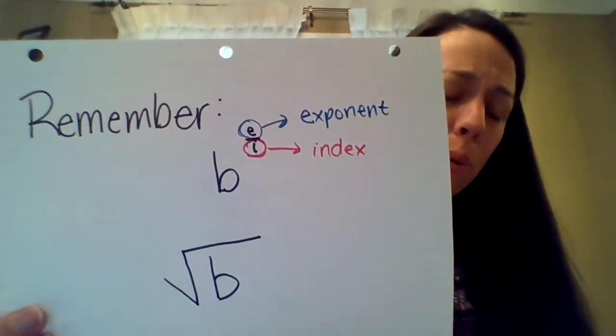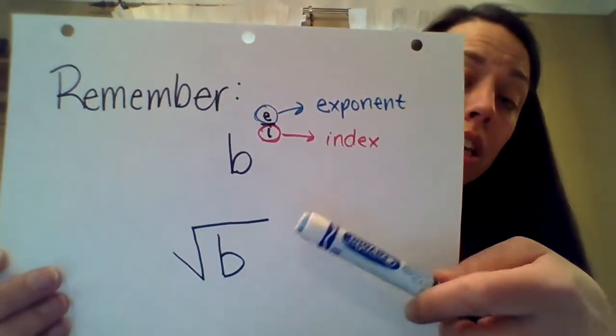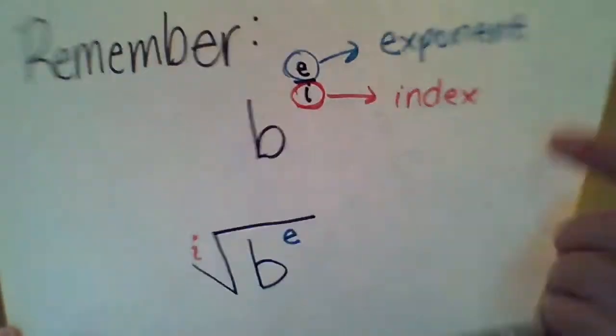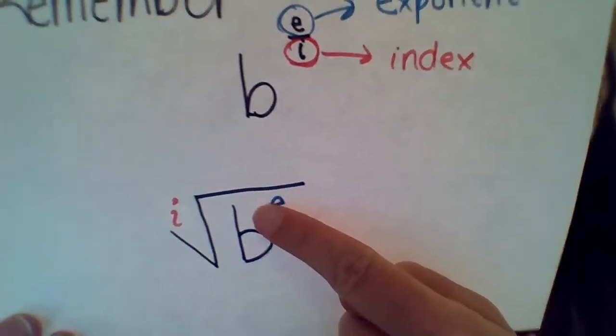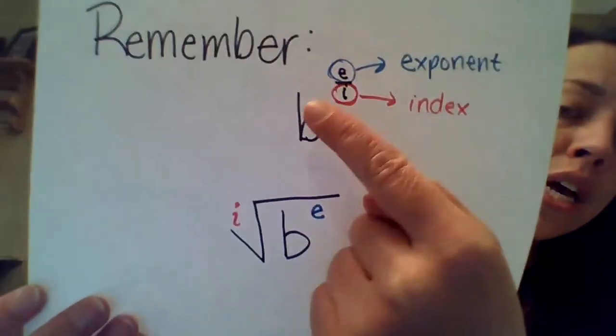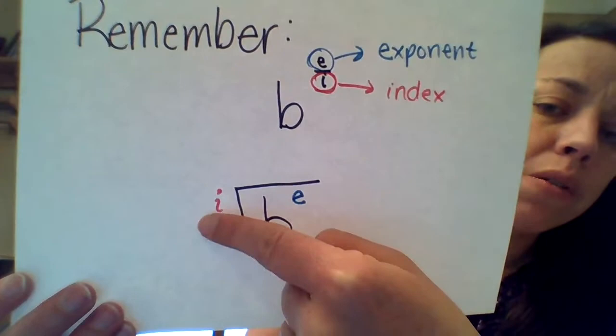Where does the exponent belong? On the base. Where does the index belong? In the little check mark, right? In the little radical. So whatever is in your numerator stays as the power on the base. Whatever is in your denominator goes out to your index.